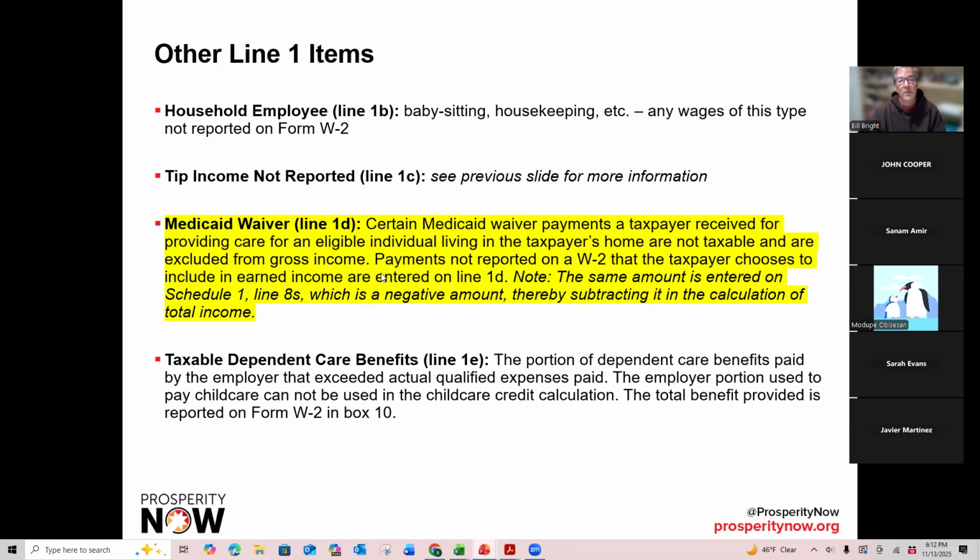Again, there's some other items that we don't see: household employee, tip income not reported, taxable dependent care benefits. Again, not something that our clients are in the position to be getting that kind of benefit from their employer. Medicaid waiver payments are something that we're seeing more and more of. The payer of these is generally an organization that receives funds from either the federal government or the state government, and folks are paid to basically take care of a loved one in their own home. Mom and dad get compensated for taking care of a dependent child who is somewhat handicapped. It's generally not a lot of money.